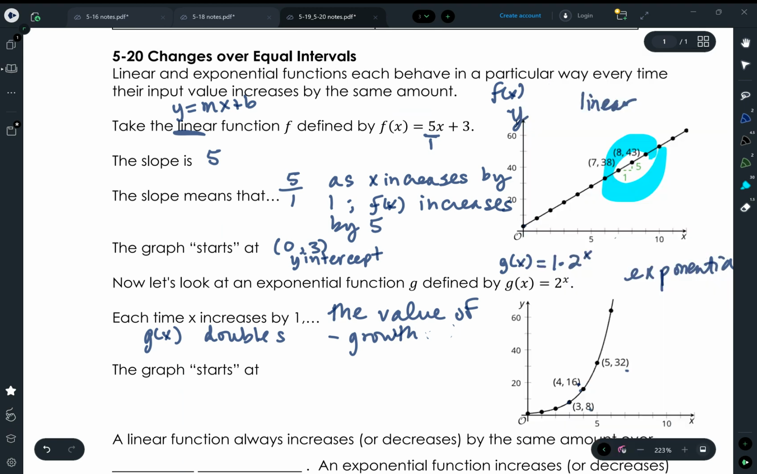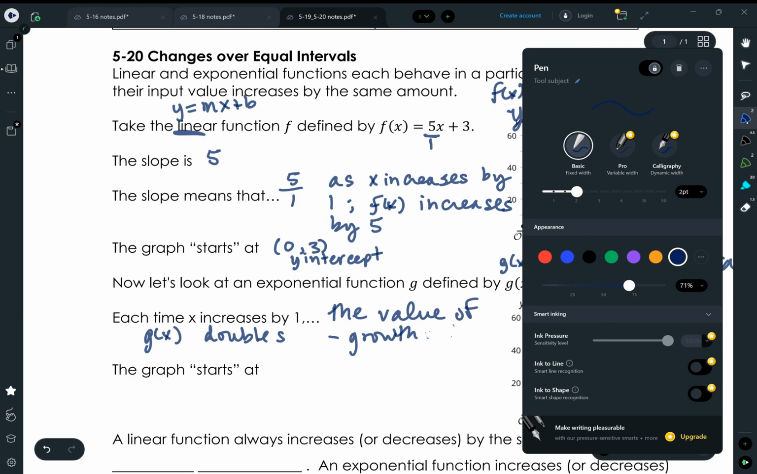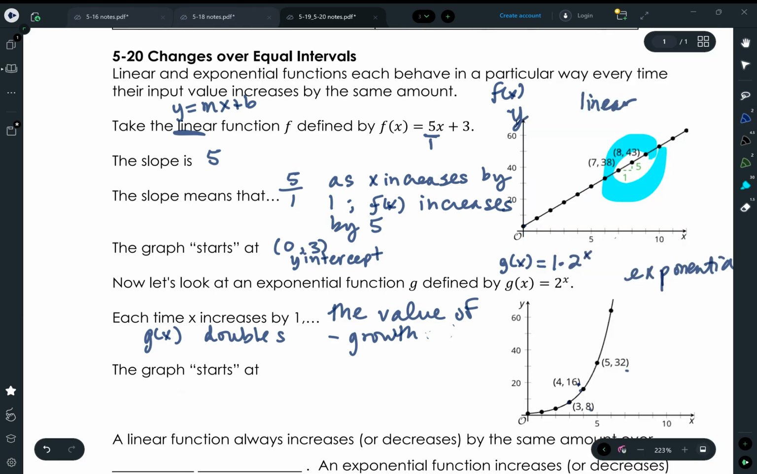Oh, my pen is not really wanting to cooperate right now. All right, let's just switch colors. Not sure why blue wouldn't work, but green will work.